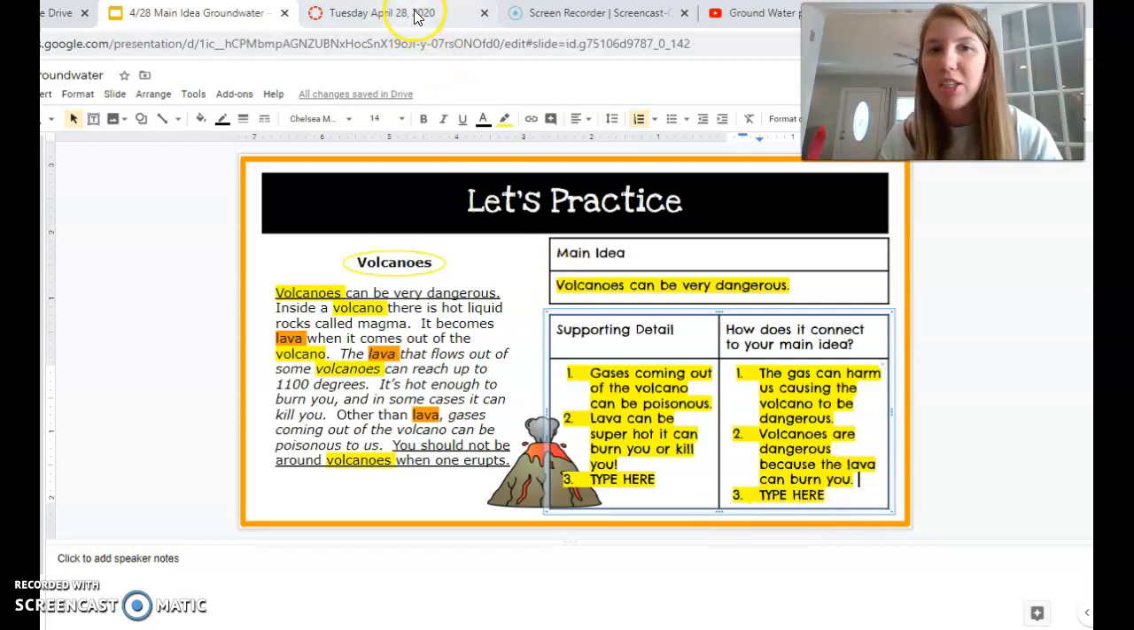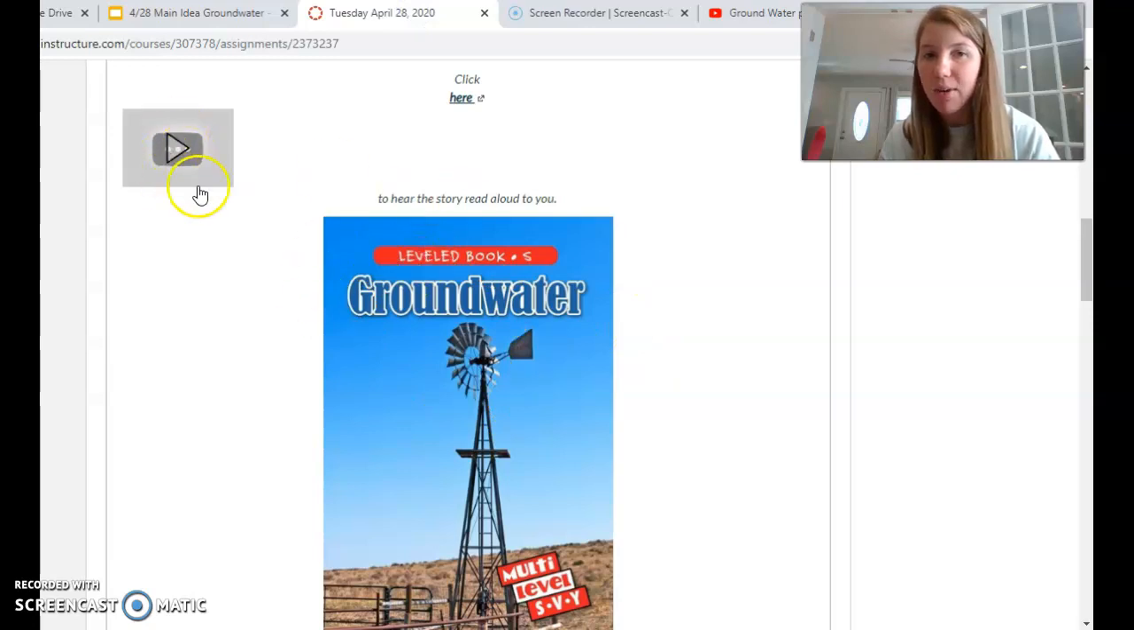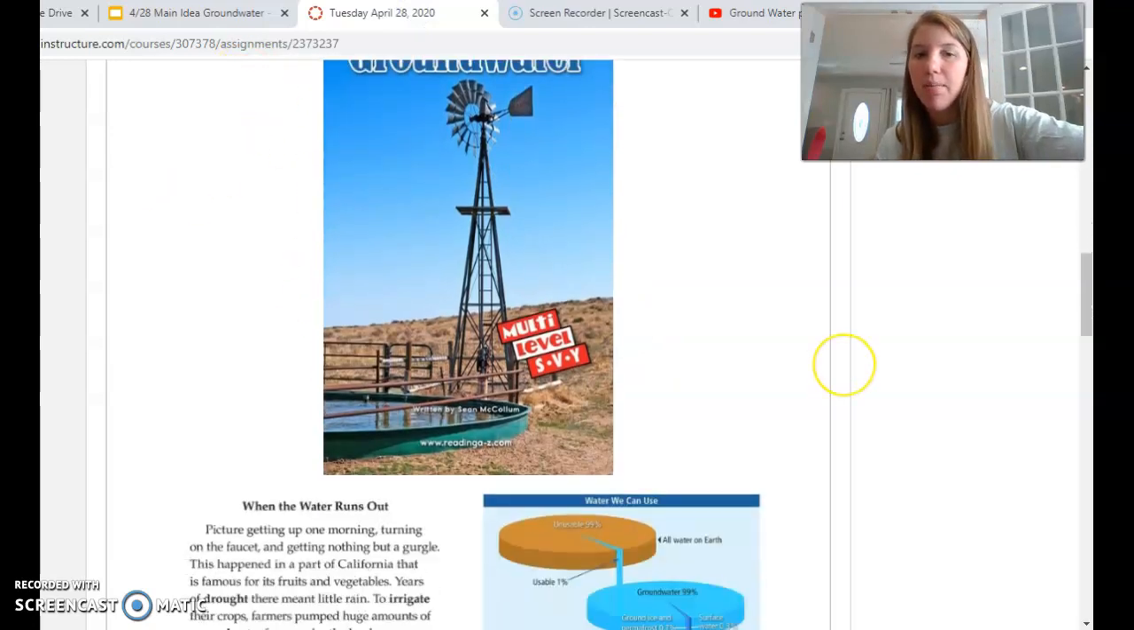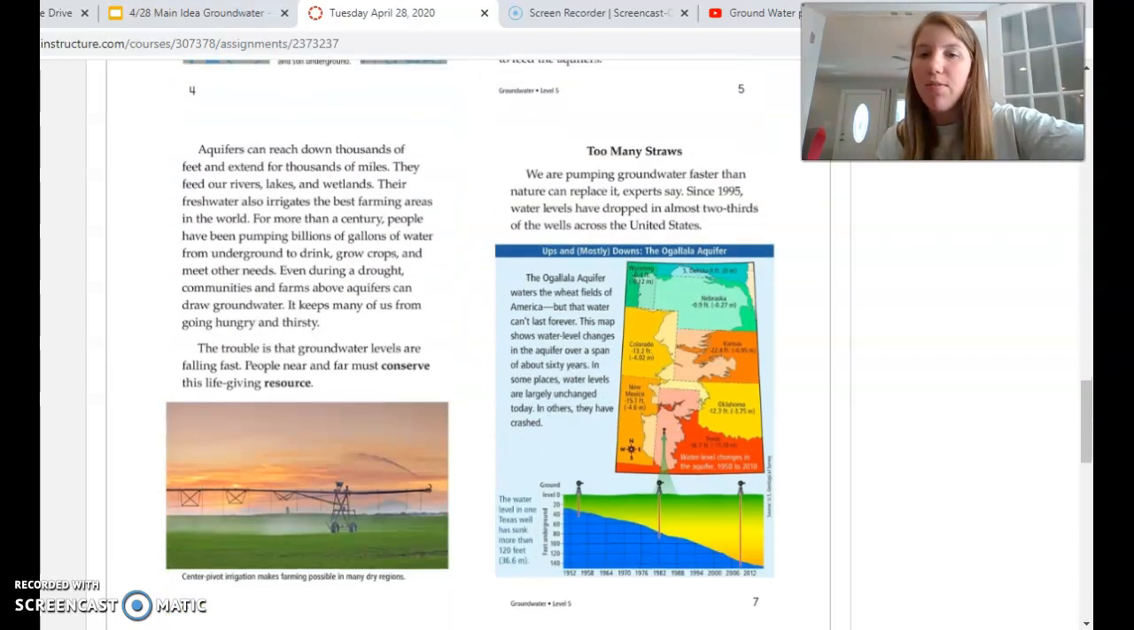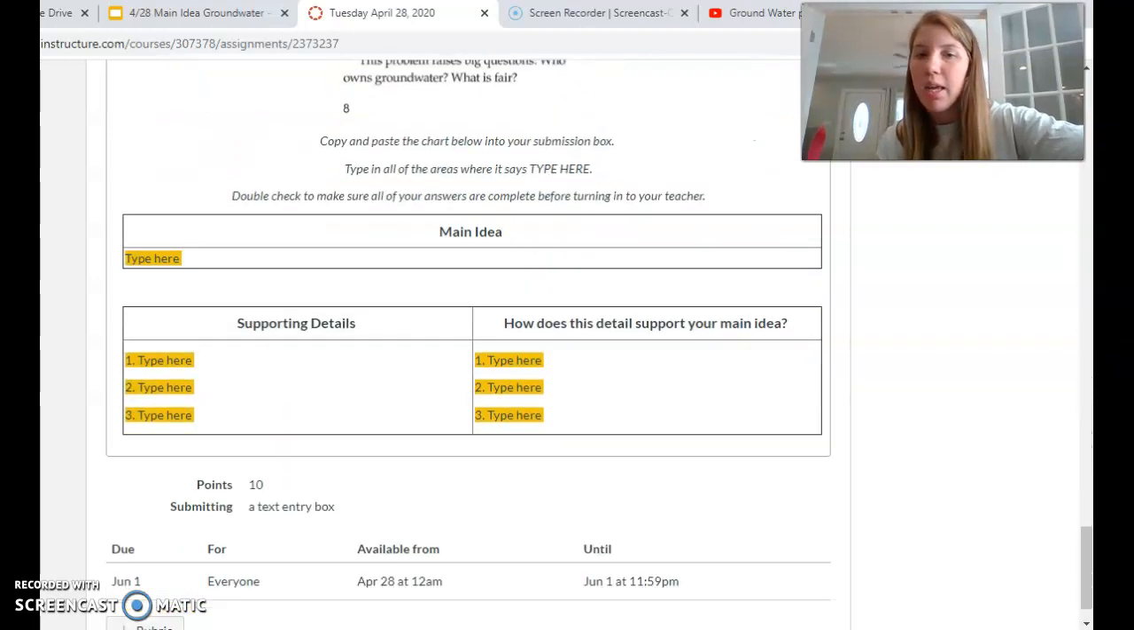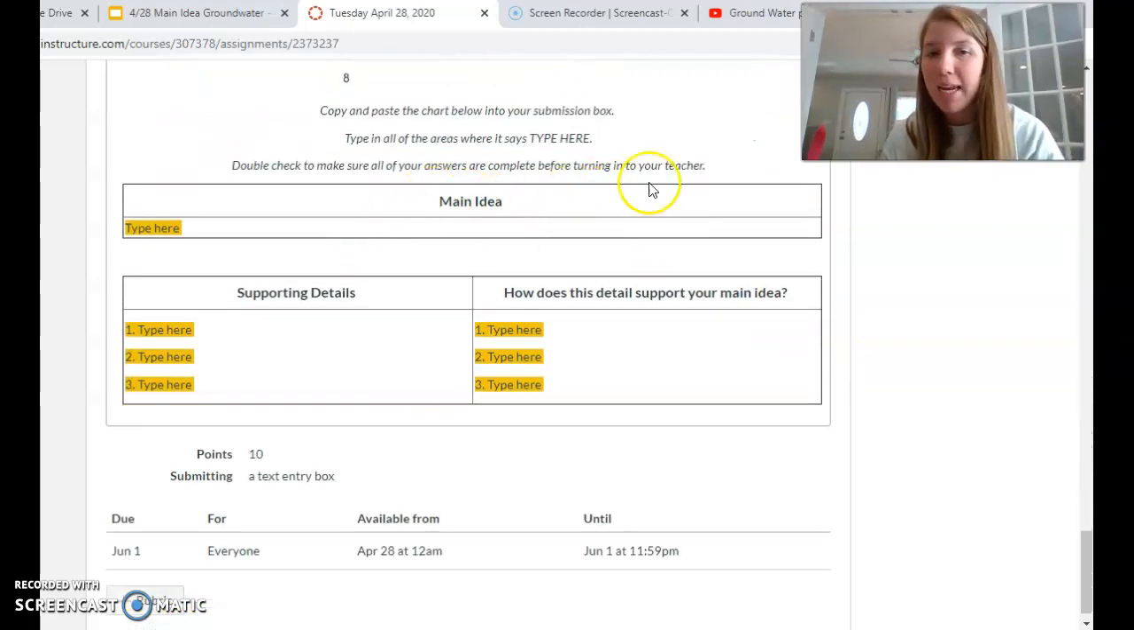Now you're going to be going to your Canvas class. I read the story to you here, and then you're going to follow the video, and you're going to do your main idea, your supporting details, and how does this detail support your main idea? You have to tell me why and how it proves the main idea that you come up with here.